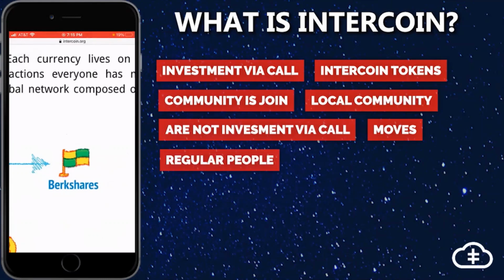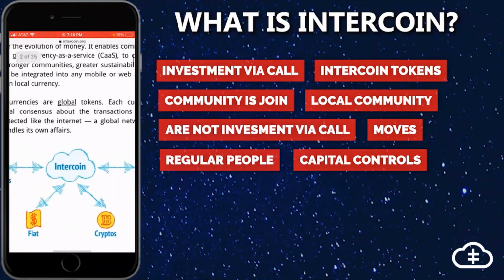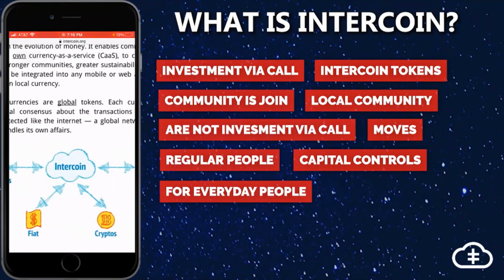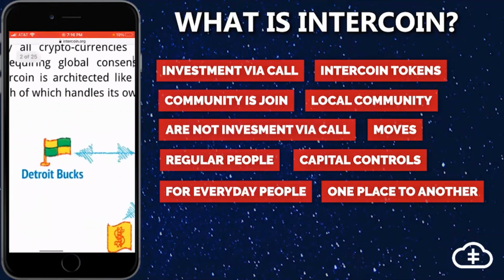So regular people like you and I can go buy pizza and they can spend small amounts up to, say, $1,000 without having to worry about KYC or any of the sorts of things governments are worried about when they worry about capital controls and millions and billions of dollars being transferred on a network like this. Intercoin is not designed for everyday people to move a lot of money from one place to another unless their community is okay with it.